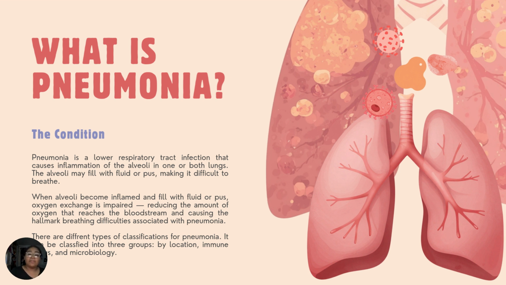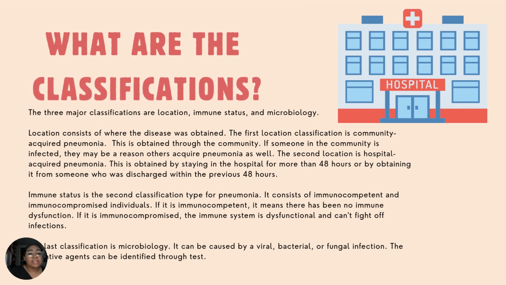So now we have three different types of classifications that pneumonia can fall into. The first classification is location. The first can be community acquired pneumonia, otherwise known as CAP, which is obtained through the community, from someone that has pneumonia and is spreading it to others, and it happens outside of a healthcare setting. The second is hospital acquired pneumonia, or HAP, which is acquired by staying in the hospital for longer periods of time, more than 48 hours. So that can lead to someone contracting pneumonia.